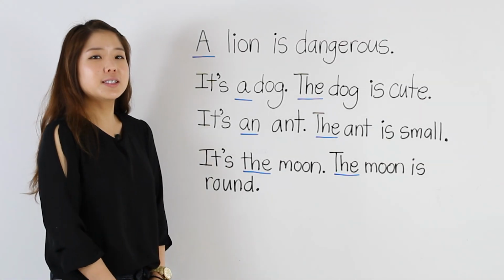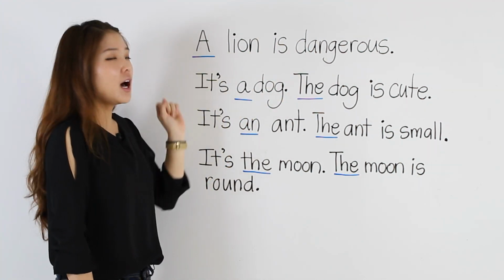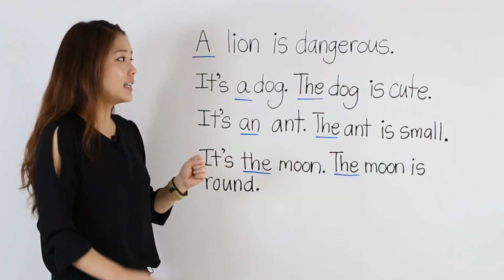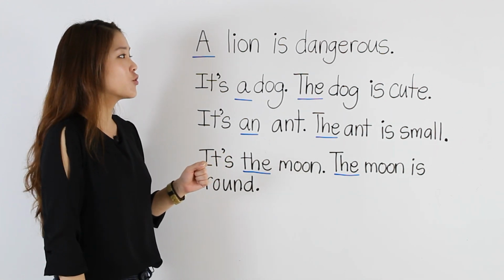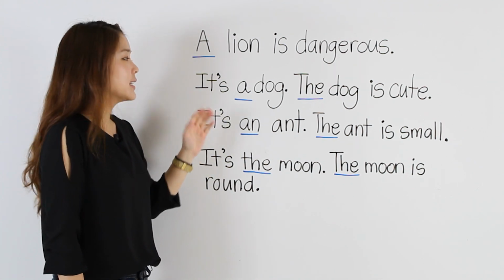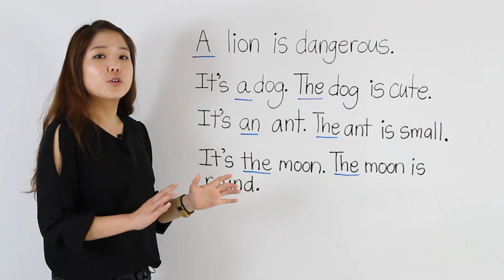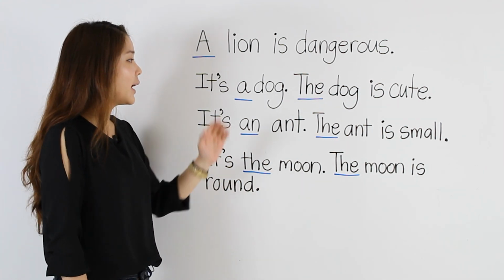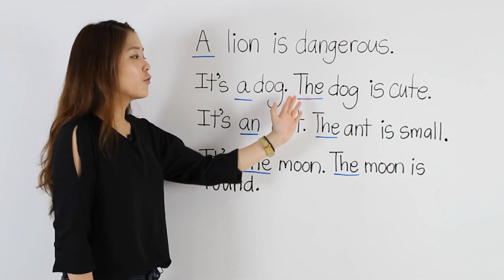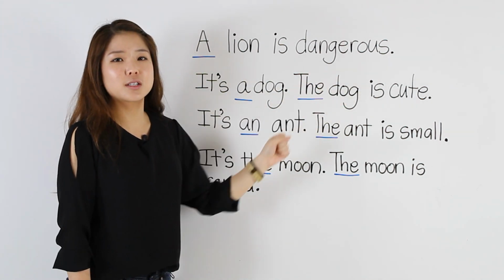The first example says, a lion is dangerous. I have to use a because I'm talking about any one lion. Any lion is dangerous. All lions are dangerous. So I use a. The next sentence says, it's a dog. I'm talking about this dog for the first time, so I use a. Now I'm talking about this dog for the second time, so I say the dog is cute.